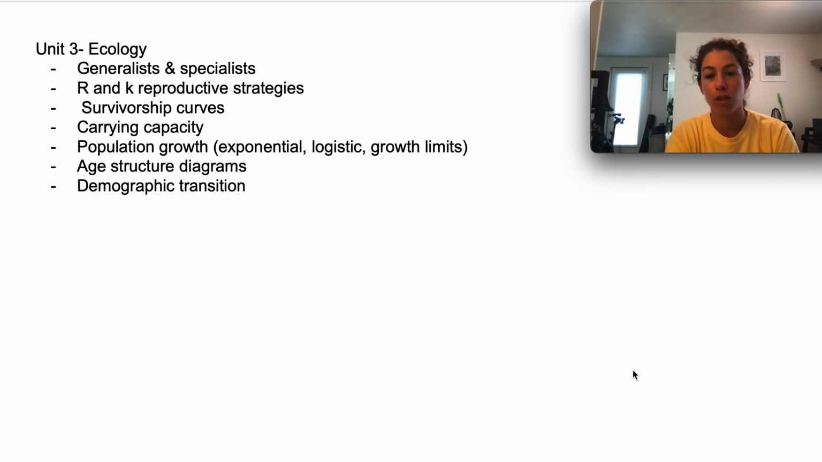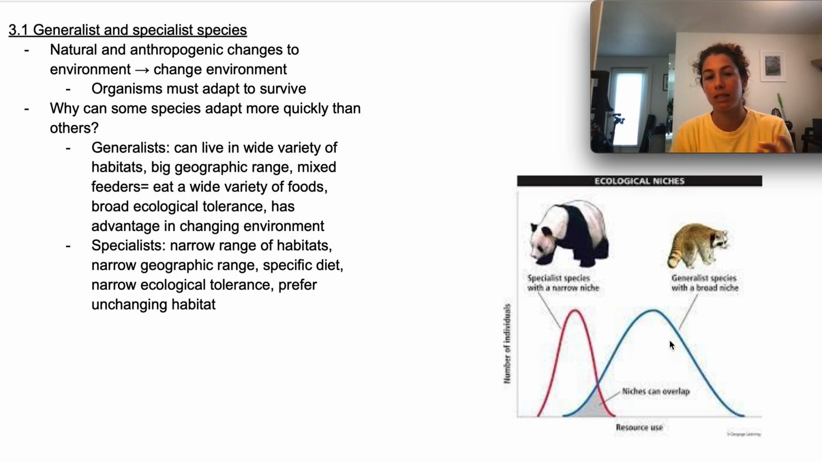This is our Unit 3 midterm review. It's on ecology and important ecological concepts that weren't covered in Unit 1 or Unit 2. These are them. Let's get to it. So generalist and specialist species are the first topic.